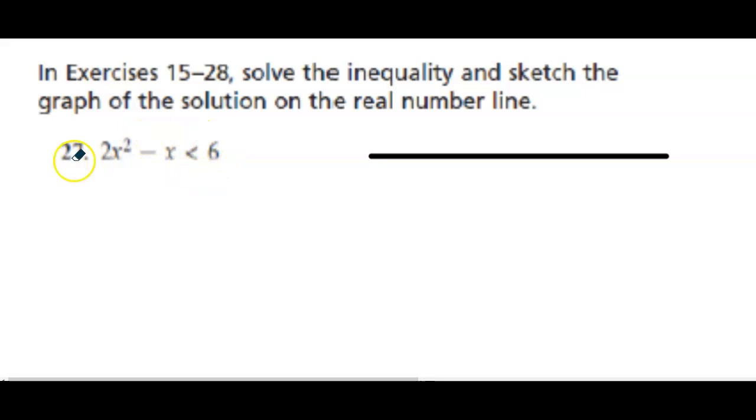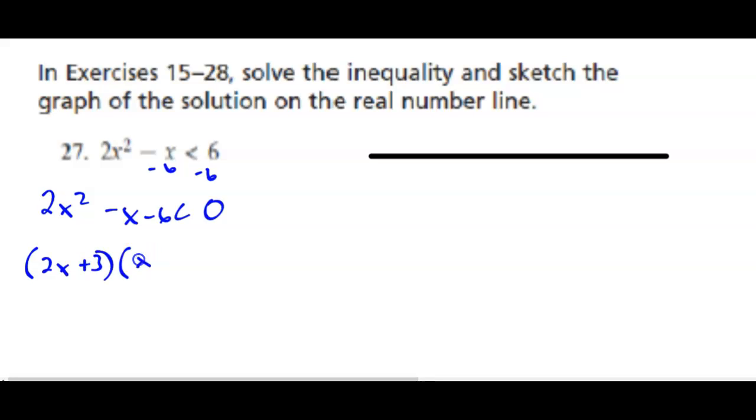Let's get started. With this problem right here, you first want to subtract 6 to the other side. So 2x squared minus x minus 6 is less than 0. Now we need to factor this: 2x plus 3, x minus 2. I'm just going to check it. 2x times x is 2x squared, minus 4x plus 3x gives me minus x. Minus 6 is less than 0.